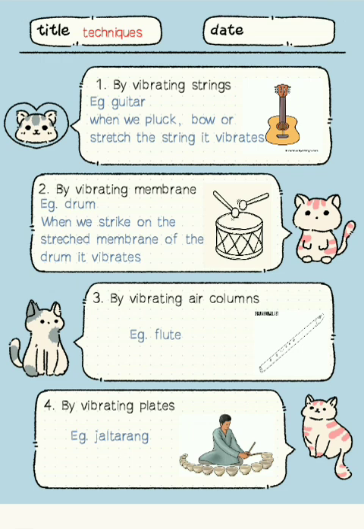Second, by vibrating membrane. Example: drum. When we strike the stretched membrane of the drum, it vibrates. Third, by vibrating air columns. Example: flute. Fourth, by vibrating plates. Example: jal tarang.